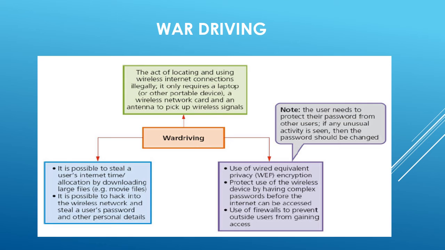So what we can do to avoid this security risk is use wired equivalent privacy encryption. That is the method that can be used. We can protect the use of wireless devices by having a complex password before the internet can be accessed, and we can use firewalls to prevent outside users from gaining access. In this way you can make your internet connection secure, and you will not be allowing anybody to use or share your internet connection.